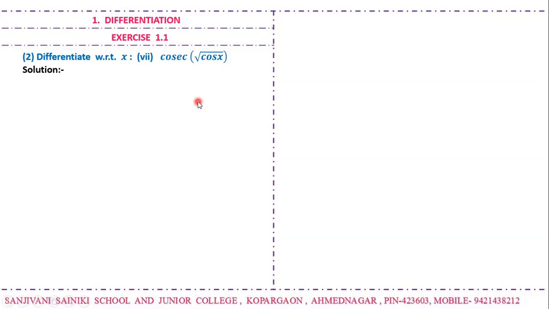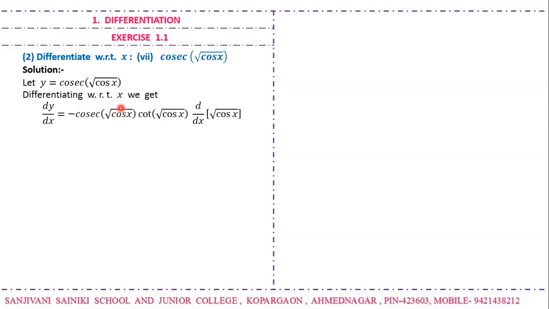Now differentiate with respect to x cosec of root cos x. Let y is equal to cosec root cos x. So differentiating with respect to x, we will treat this function as cosec of f of x. Now what is the derivative of cosec f of x? It is minus cosec f of x into cot f of x into f dash of x.